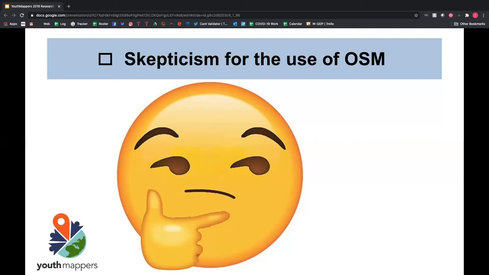For example, if I map something in Uganda and I've never been to Uganda, I might put something wrong or not the actual data. So guys from Uganda or Malawi or any other part of the world should make sure that if we are mapping a project in OSM in their country, they do a lot of validation, because they are the locals, to reduce the skepticism that is there.